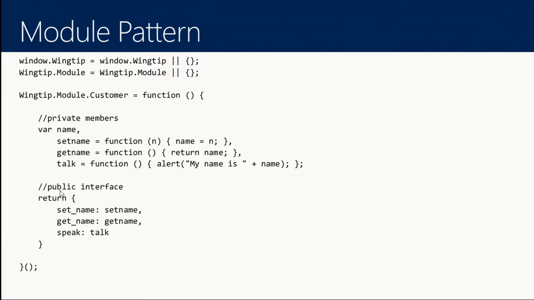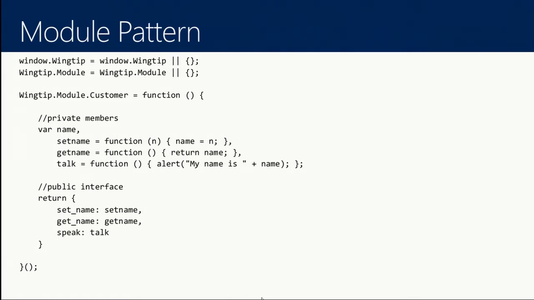Because in JavaScript, that's how you return something. What are we returning? We're returning an object, a literal object. See that? Key, value, key, value, key, value. So what happens is customer ends up being an object. But what are the values of the objects? Well, the key is set name, and the value of the object is set name. Up here, set name is a function. The key is get underscore name. The value is get name. Get name is a function. The key is speak, and the value is talk, which is also a function.